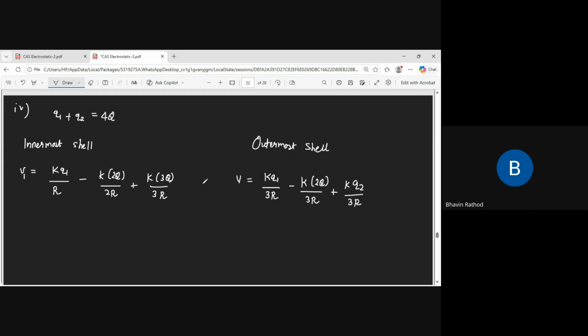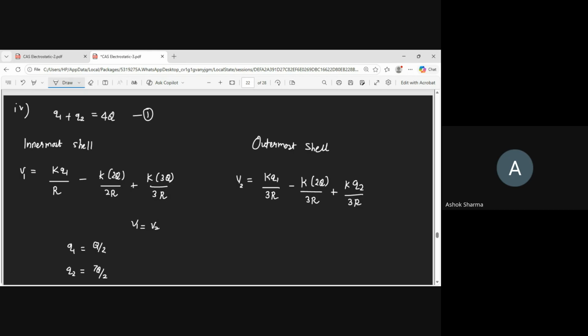So this is V1 and V2. Then we can equate these two. That will give us another equation in Q1 and Q2. Coupled with this equation over here, we can solve for Q1 and Q2. When we do that, I'll tell you the final answer so you can cross check. It is 2Q by 2 and 7Q by 2. That's what we'll get.